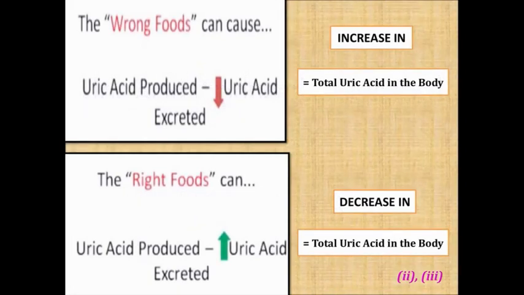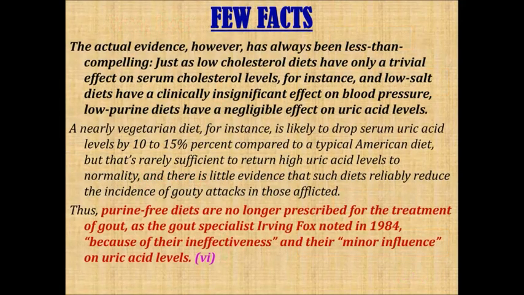So we can come to the conclusion like this: the wrong foods can cause increased uric acid production and decreased uric acid excretion, which will increase the total uric acid in the body, and right foods will increase the excretion of uric acid, which will decrease the total uric acid in the body, which is good for us. Okay, now some facts.